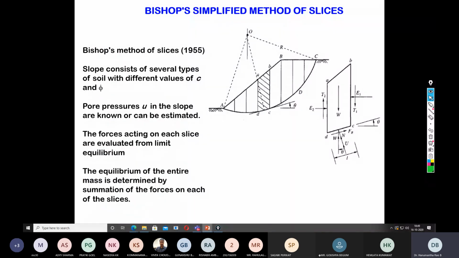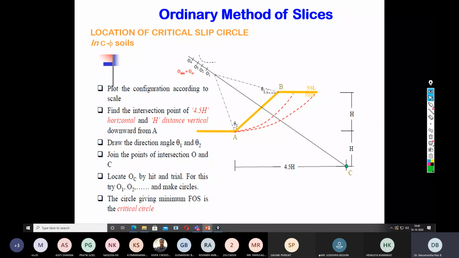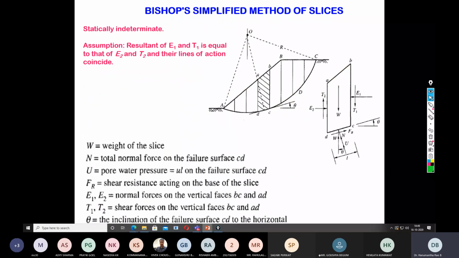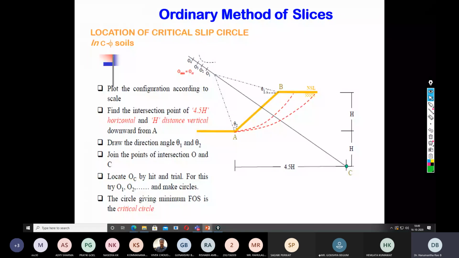Okay, so that's all about the ordinary method of slices. I think Bishop's method I will probably cover in the next class. So let me try to end it here. These are the most important, and I should give enough time to understand. If you have any questions, you can ask me.